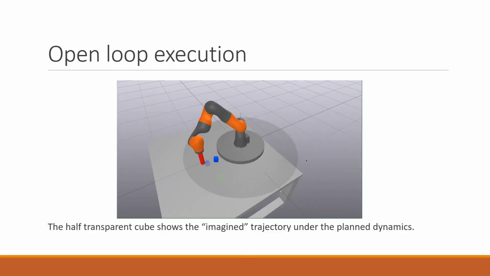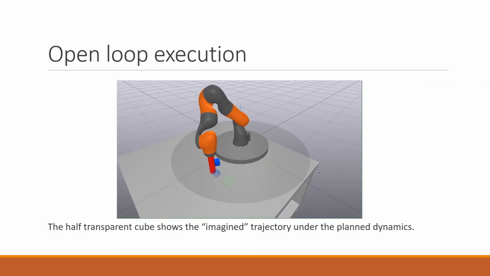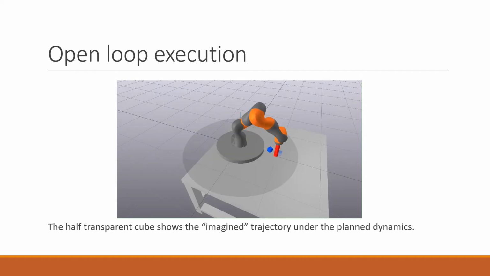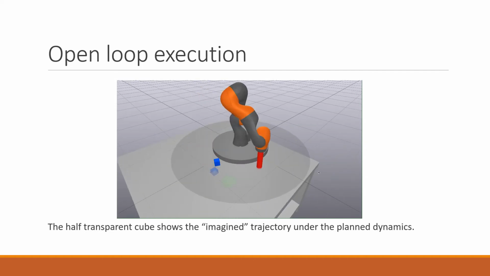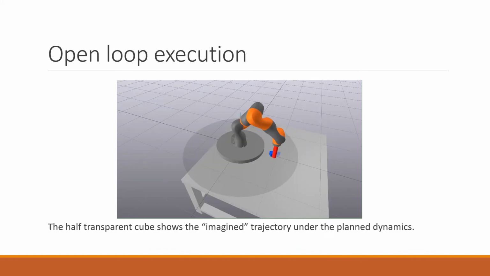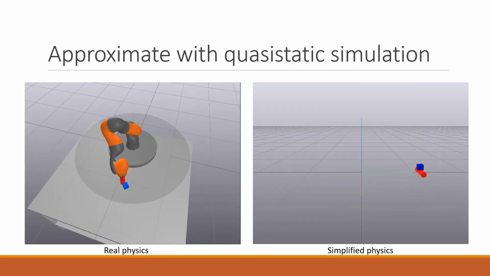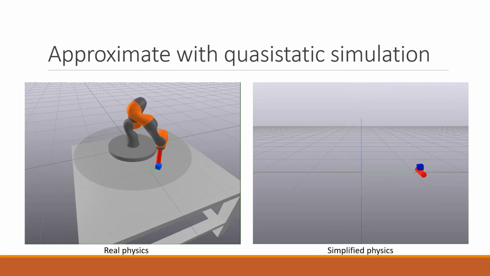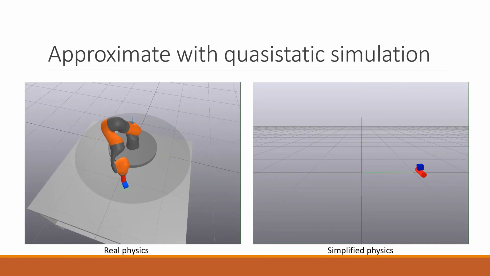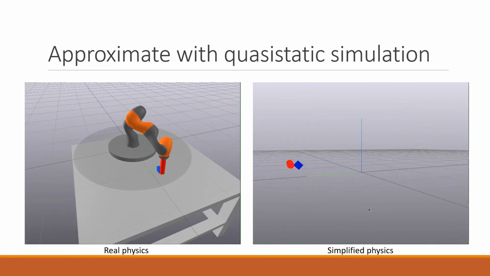However, if we apply this model directly to tabletop pushing, it will not succeed as we expected. In this video, the half-transparent blue block shows the imagined trajectory under the planned dynamics. The actual state of the block drastically deviates from the plan, so our robot is just pushing the air. The issue here is that our planning through contact depends on a much simplified model. To easily get Jacobian matrix B, we assume that our system is quasi-static, two-dimensional, and that no friction exists.